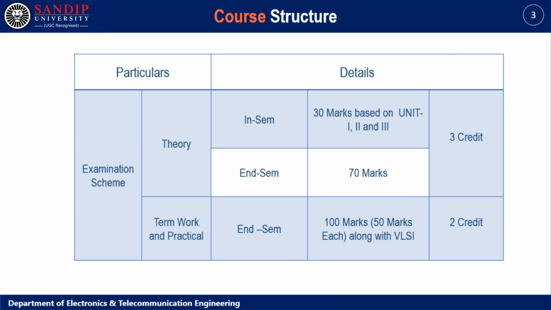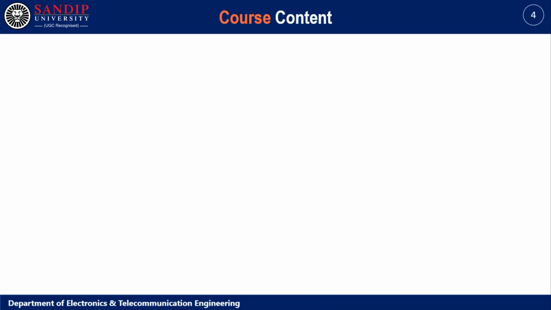The term work and practical will be conducted at the end of the semester, each having 50 marks. It will be conducted along with the VLSI course. The credit for the term work and practical is 2.